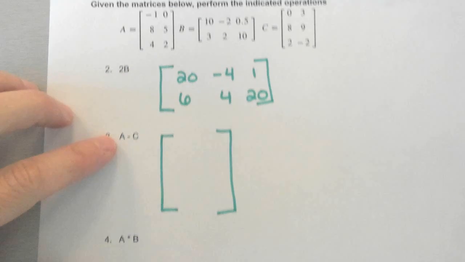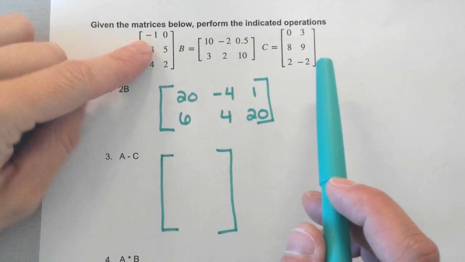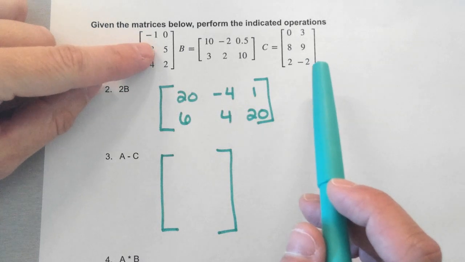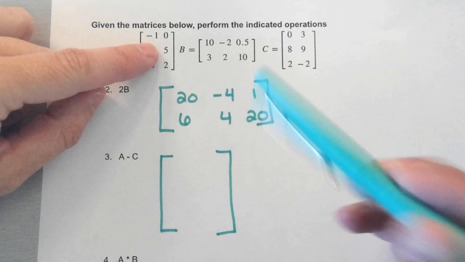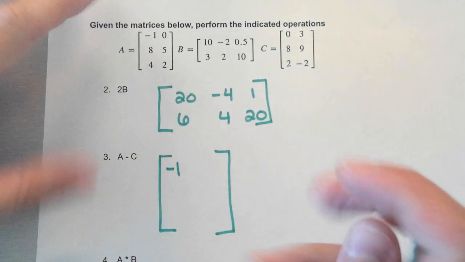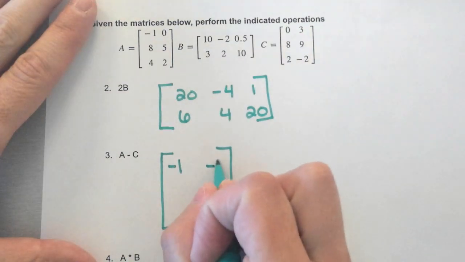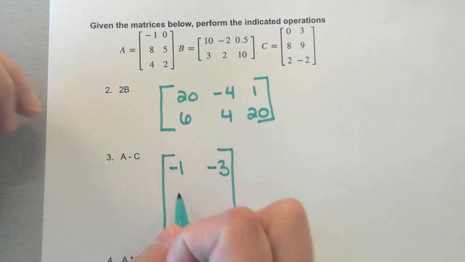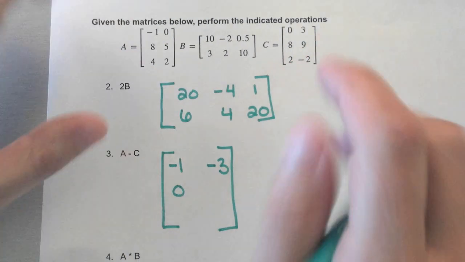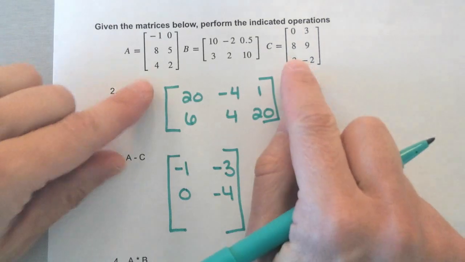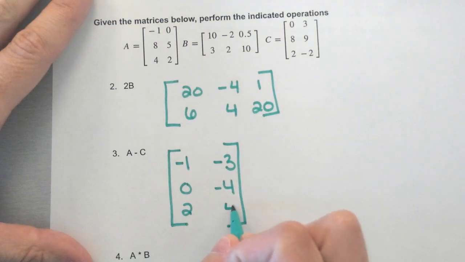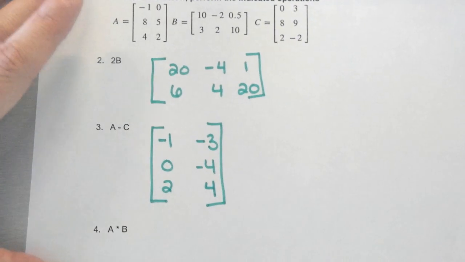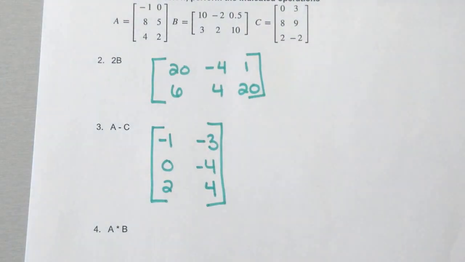Okay, listening. So you're legitimately going to subtract in the order they tell you to. So take A and take the entries that match up and subtract them. So -1 minus 0, -1. 0 take away 3, -3. 8 take away 8, 0. 5 take away 9, -4. 4 take away 2, 2. 2 take away -2, +4. Be careful of your signs and make sure that you're doing okay with them.